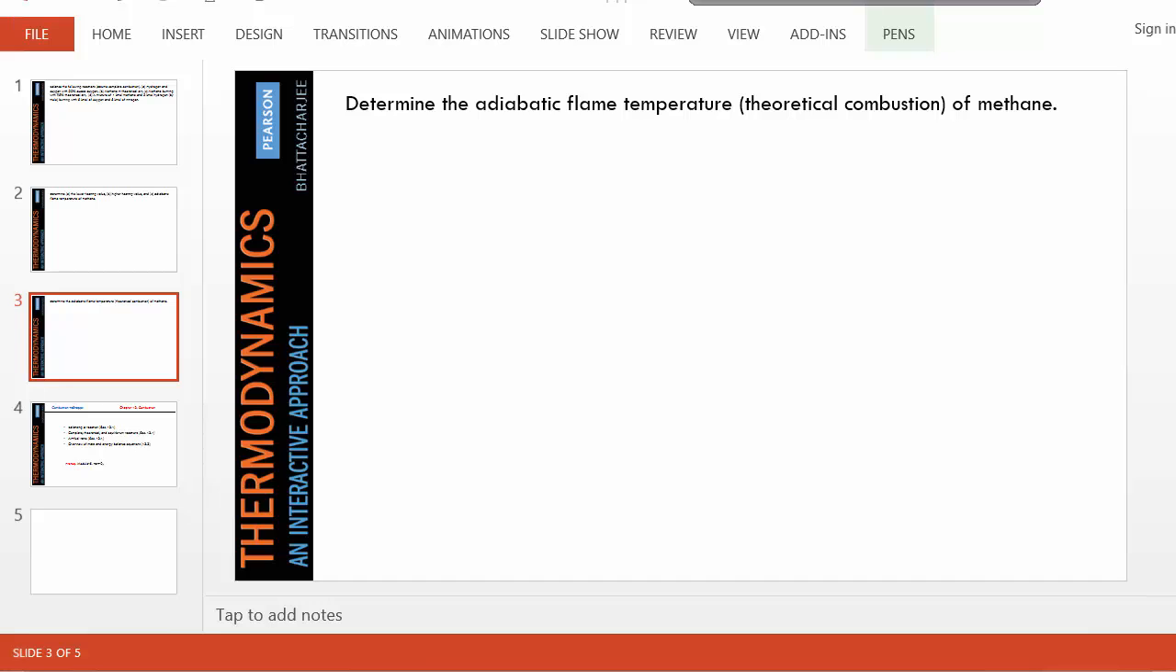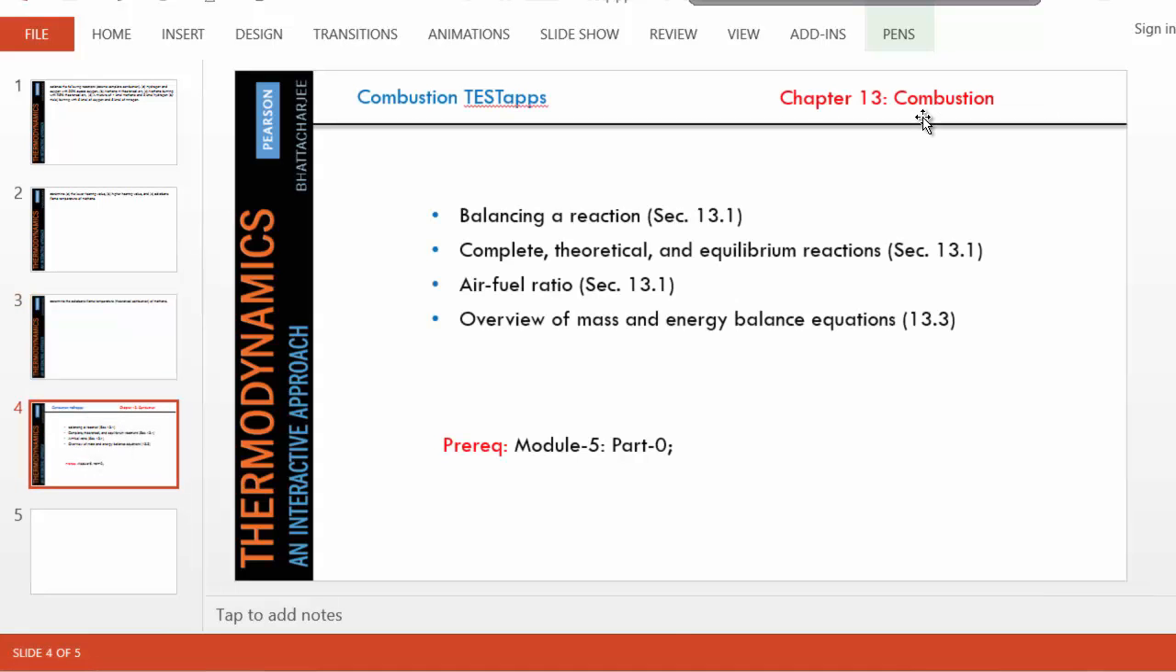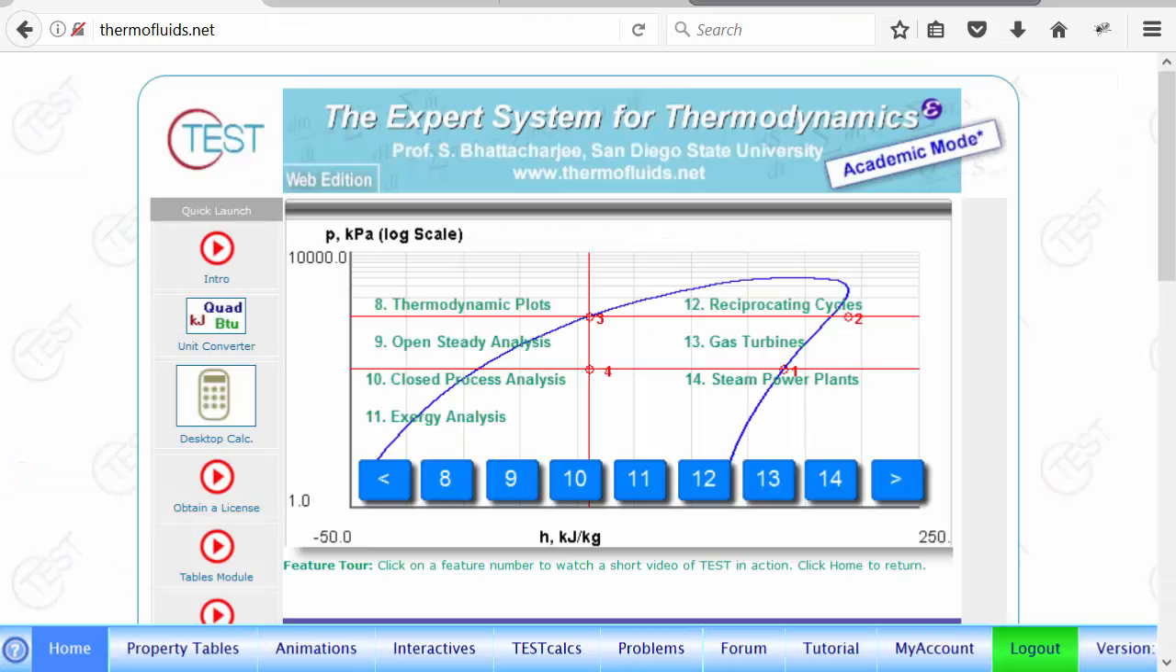Hello. In this problem, we are asked to determine the adiabatic flame temperature of methane, assuming theoretical combustion. Combustion is covered in chapter 13 in the textbook. So we'll go straight to the combustion app.